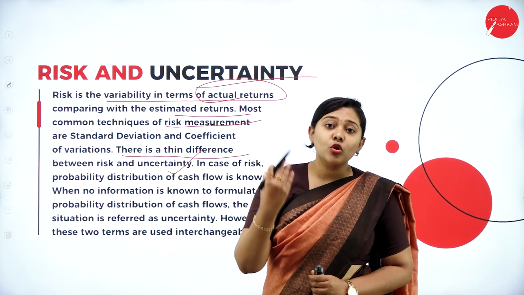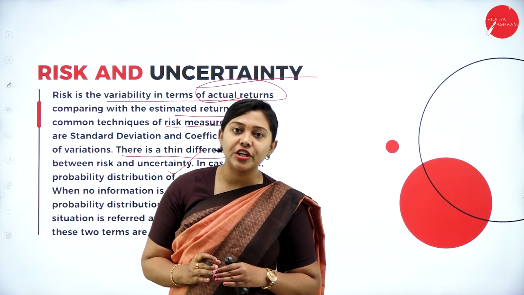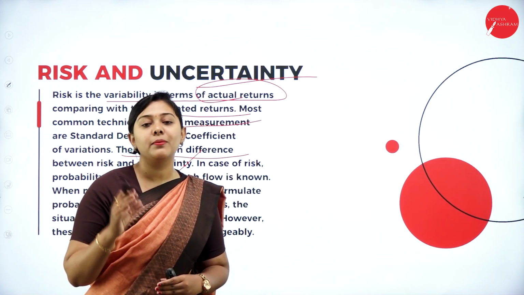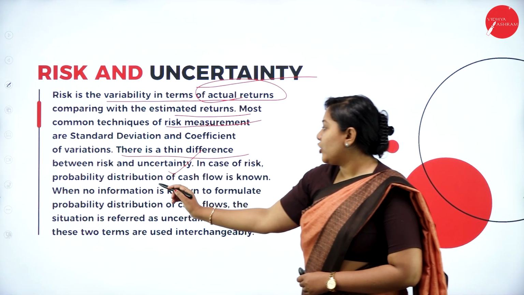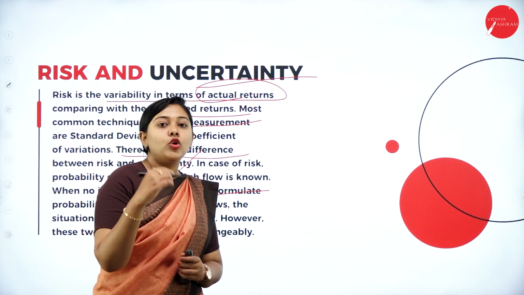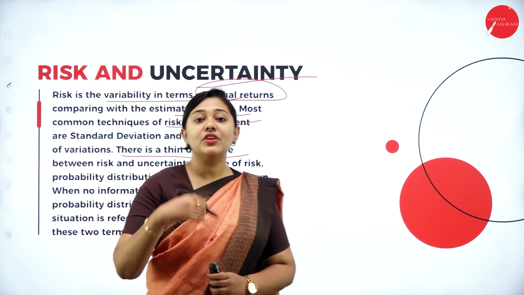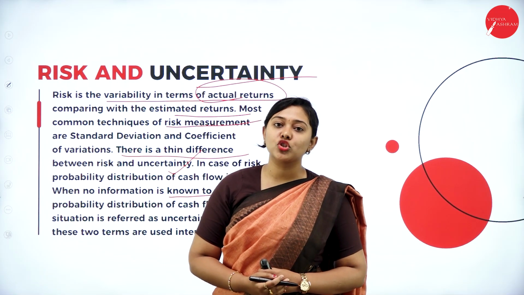But you don't know any information about the cash flow. When the cash flow itself is uncertain and not known to you, such a situation is uncertainty. When no information is available with respect to the cash flows to formulate a probability distribution, a probability distribution cannot be done.